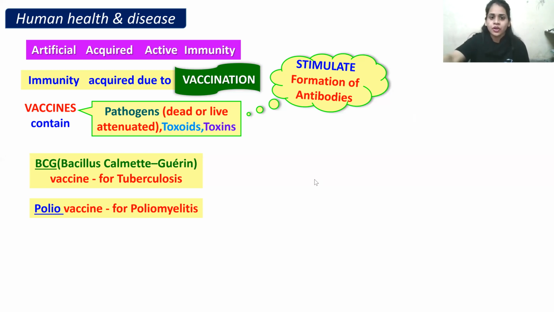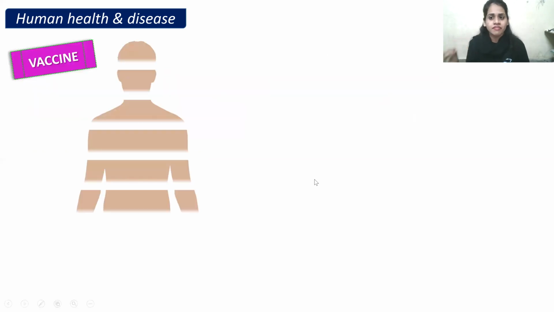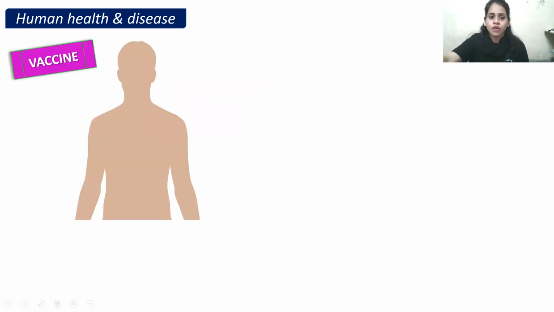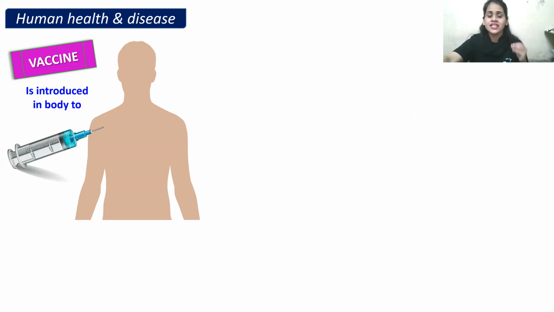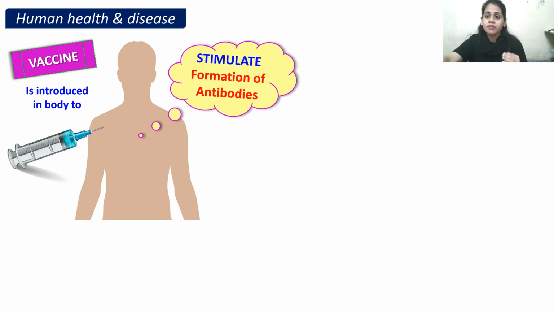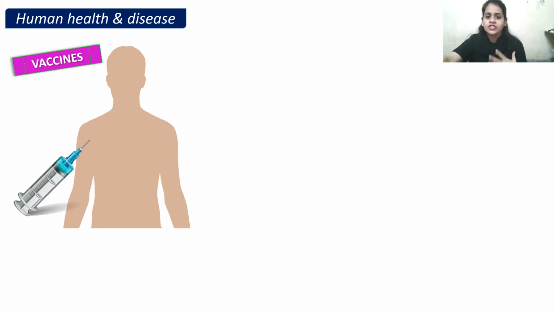Okay, so first let us talk about once again what are vaccines. So what are vaccines? A vaccine is introduced in the body to stimulate formation of antibodies. So it is given, we do take this vaccination so that the natural antibodies do get produced in our body, in response to certain antigenic stimulus.